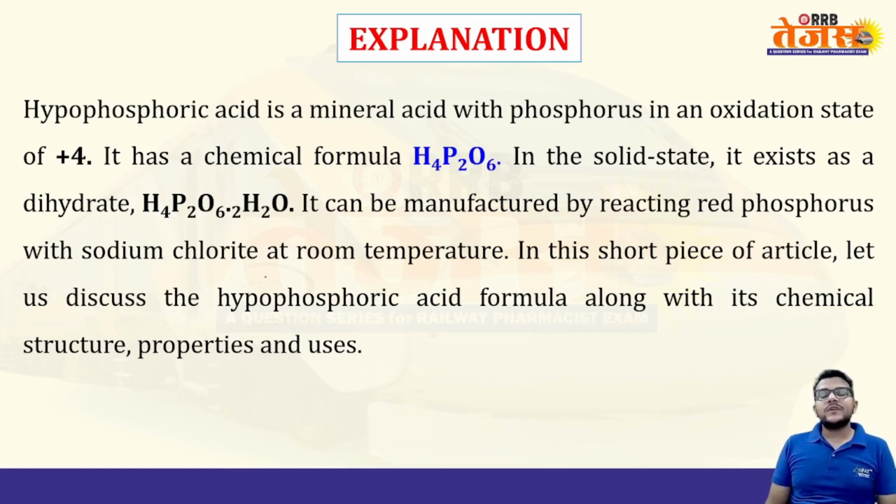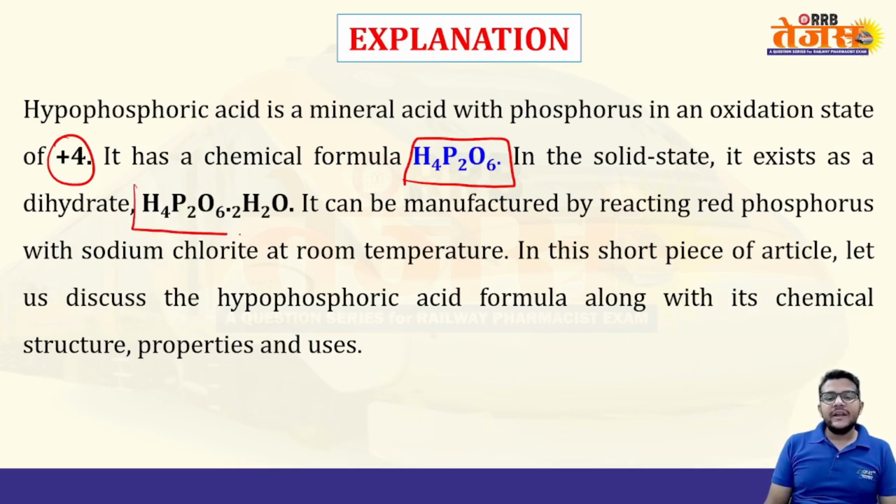Hypophosphoric acid is a mineral acid with phosphorus in an oxidation state of +4. It has the chemical formula H4P2O6, and in the solid state it exists as a dihydrate with the formula H4P2O6·2H2O. Dihydrate means there is an attachment of 2H2O here.